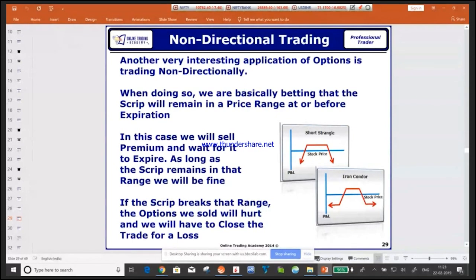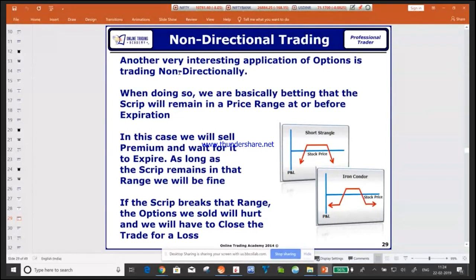Yes, non-directional is sideways trend. Another very interesting application of options is trading non-directionally. So in a sideways market, how can you trade stocks or futures? You'll only do it at the extremes provided you have reward to risk ratio. Correct? You need to also have reward to risk ratio. If you don't have reward to risk ratio, you can't trade them.